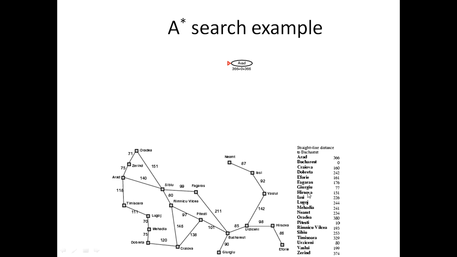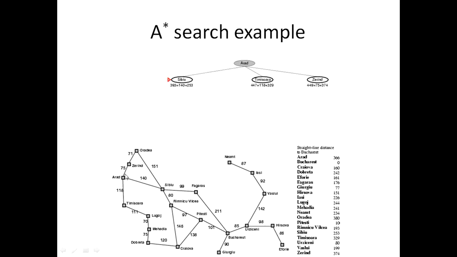We have the straight line distance given here, that is the h(n) value, and the g(n) value is the total path cost that we see here. For Arad, the distance is 366 and its cost to itself is 0, so it is 366 plus 0, equal to 366. Arad is connected to further cities: Zerind, Timisoara and Sibiu. For Sibiu we get 140, the path cost from Arad to Sibiu, plus 253, the value of h(n), so it is 393. For Timisoara we have 447, and for Zerind 449. The smallest value is 393, so this node will be selected for further expansion.